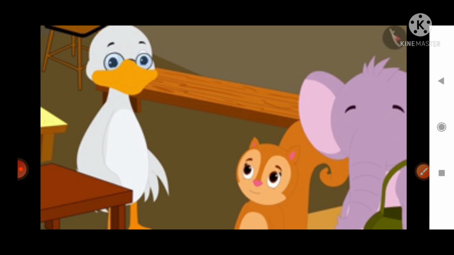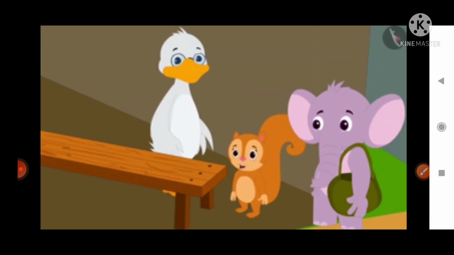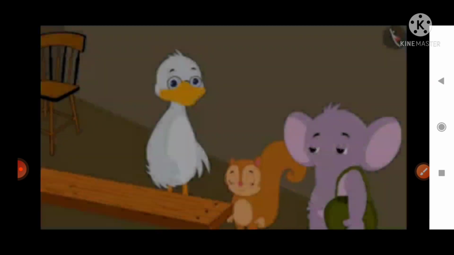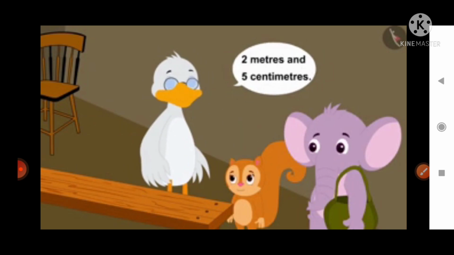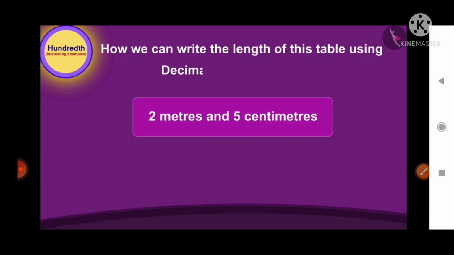Uncle said to Chanda. Appu liked this table. Uncle, what is the length of this table? Chanda asked Uncle. 2 meters and 5 centimeters. Uncle said to children, can you tell how we can write the length of this table using the decimal point?